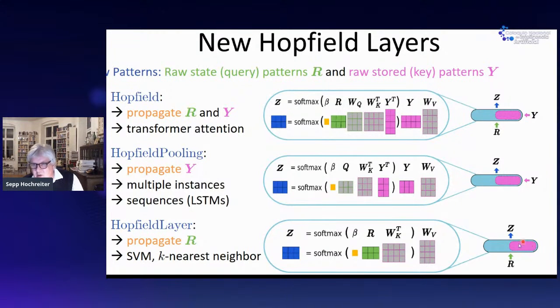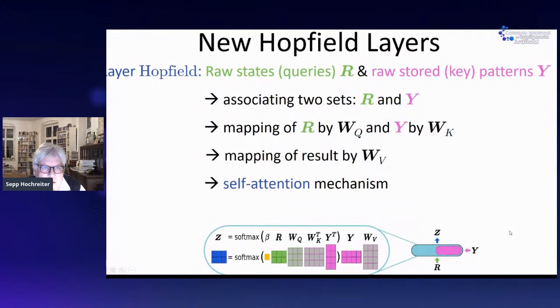K nearest neighbor, we look for the closest pattern, or a learning vector quantization. All this stuff can now be realized. I go very fast through these layers. First, layer Hopfield sets more or less self-attention mechanisms. That's a transformer attention mechanism.